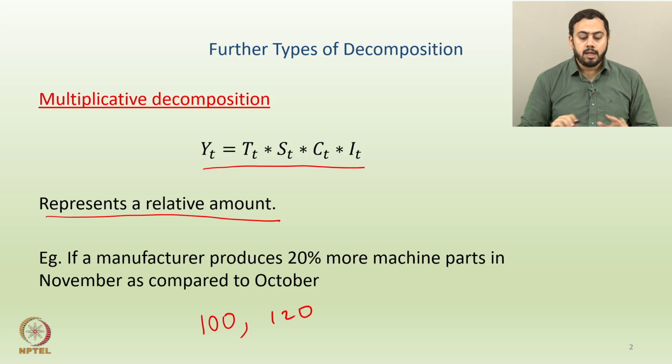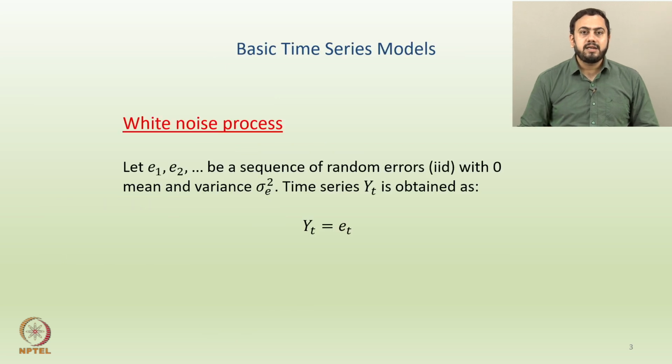Now the next thing we will talk about is some really basic kinds of time series models. We will describe three or four time series models which are like building blocks for the advanced models that we will see in the next lectures. For example, the first one is called a white noise process. The white noise process is very famous and is used in a lot of application areas. Initially I would like to fix some notations.